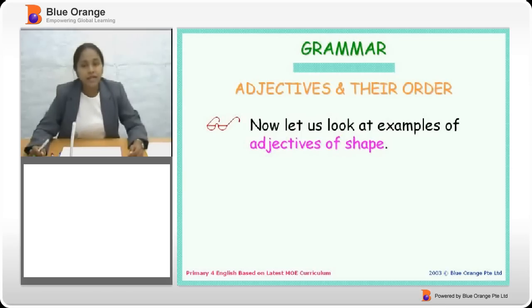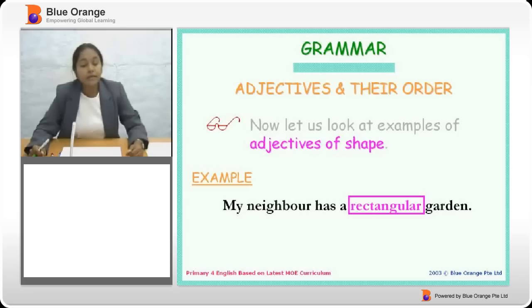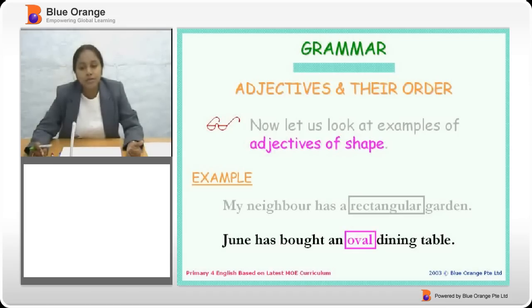Now to look at adjectives of shape. My neighbor has a rectangular garden. So not only does your neighbor have a beautiful garden, a gigantic garden, but a rectangular garden. The garden is in the shape of a rectangle. June has bought an oval dining table. So it gives more information about the noun dining table by describing the shape that the table is in. It is oval in shape.